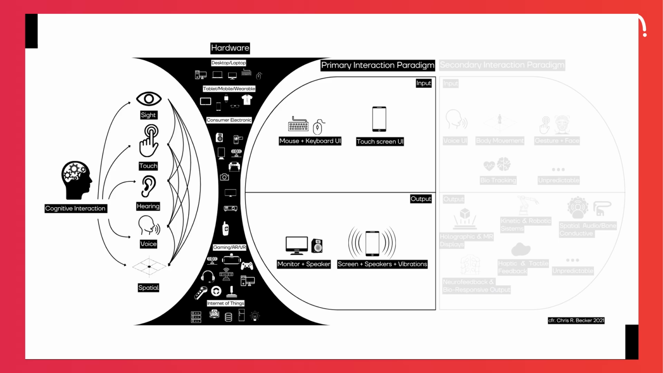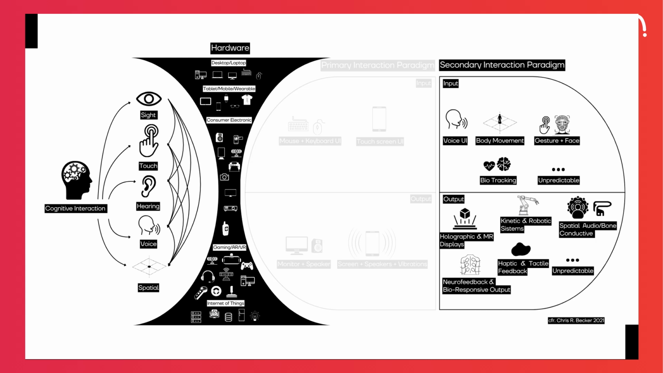To design effectively, we must distinguish between two main interaction paradigms. The primary interaction paradigm is what we are most familiar with: mouse, keyboard, and touch screens. These are based on direct, conscious, and often static input-output models. While still dominant, they often limit the complexity of our bodies to a bidimensional interaction.